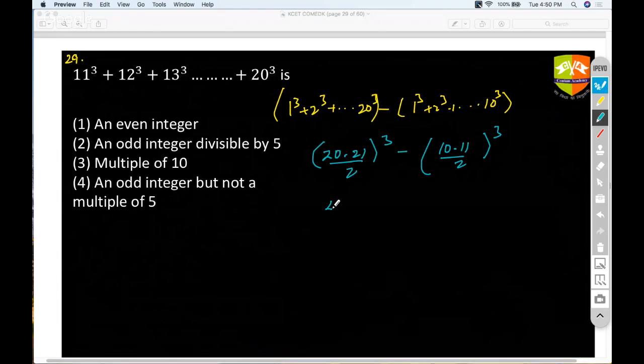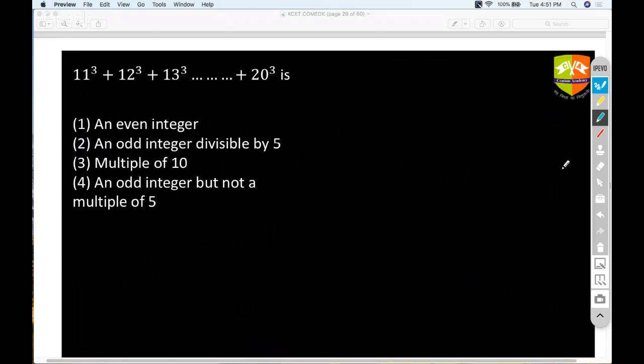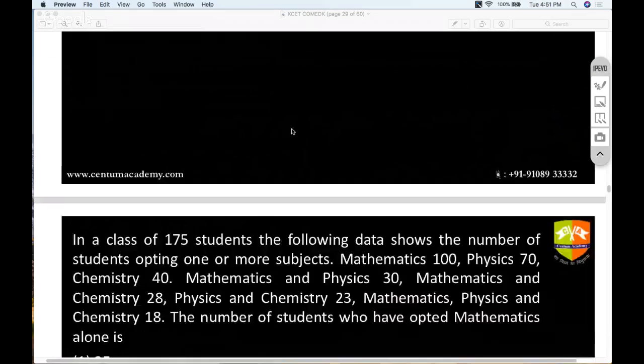Sorry, not whole cube. Yeah, I've already used the formula, so that will be whole square. So this is going to be 210 squared, that is 44100, and this is going to be 55 squared. 55 squared is 3025. So the difference is going to be 41075. This is clearly an odd number divisible by 5. That means option number 2 is going to be correct in this case. So the first one to get this correct was Saundarya. Absolutely. So let's now move on to the 30th question.